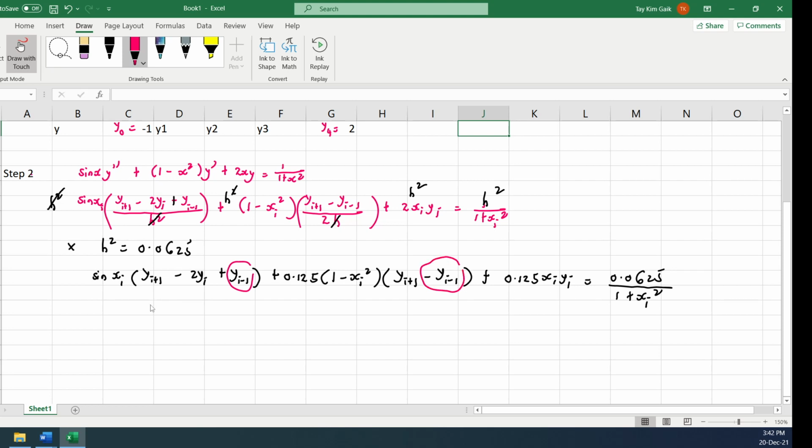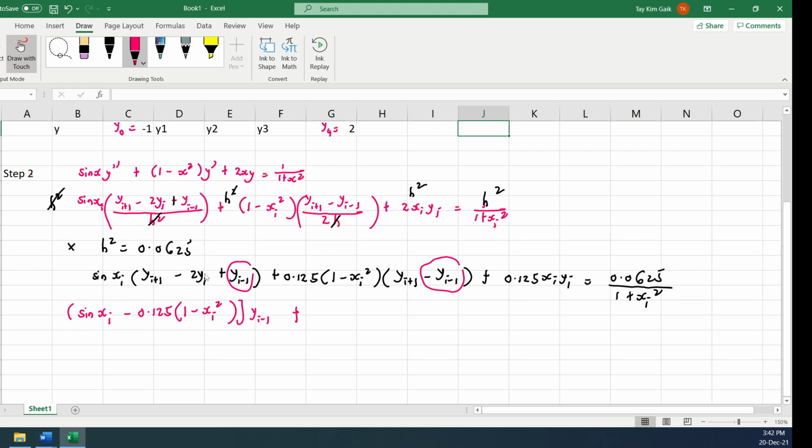You see you have the term y_{i-1} here, and this is y_i. So for y_{i-1}, you have sin x_i times y_{i-1}, and then the y_{i-1} term multiplied with negative, so you have negative 0.125 bracket 1 minus x_i squared. This is the coefficient for y_{i-1}.